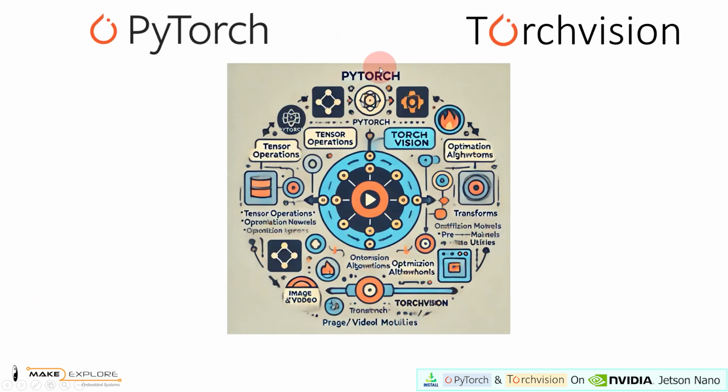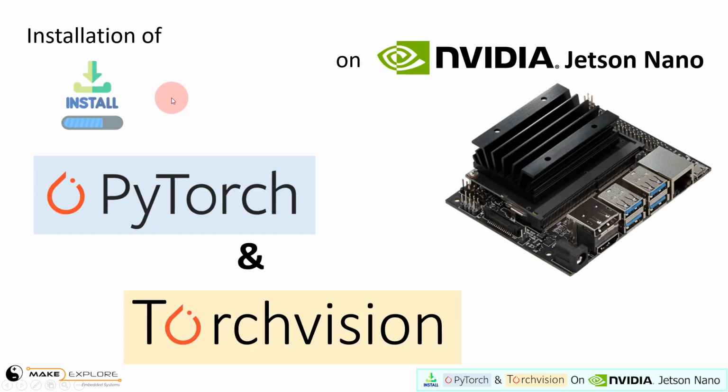Please note that Torchvision depends on Pytorch, meaning that you need to have Pytorch installed in order to use Torchvision. However, you can use Pytorch independently of Torchvision if you are not dealing with image data. Alright, so this was all about the brief theory about Pytorch and Torchvision. Now let's see the demo of how we can install these frameworks on NVIDIA Jetson Nano.